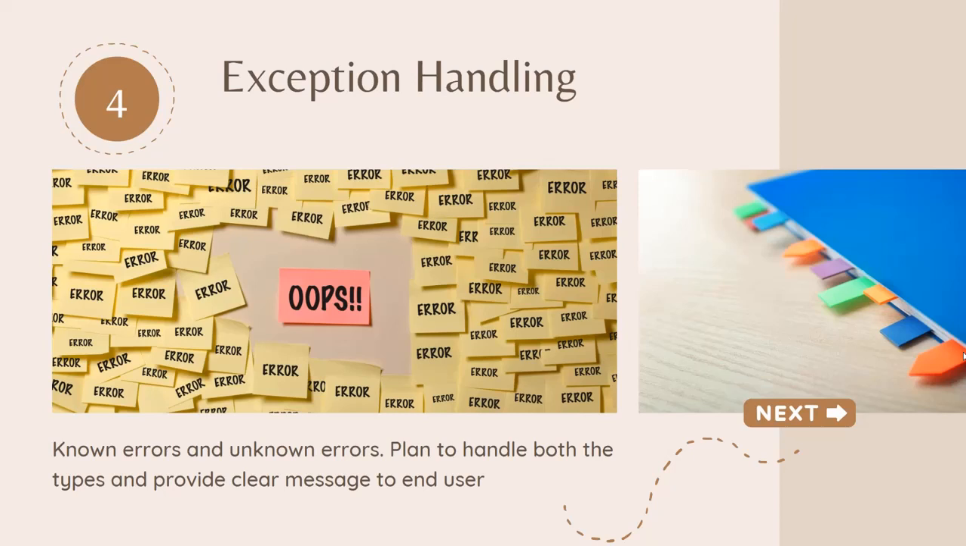Exception handling. What is an exception? While running the code, if there is an error, it is called an exception. Exceptions are majorly of two types, known exception and unknown exception. For example, while logging into a web portal, if the password is entered incorrectly, then it is a known exception. For logging into a portal, ID and password, both the fields are mandatory.